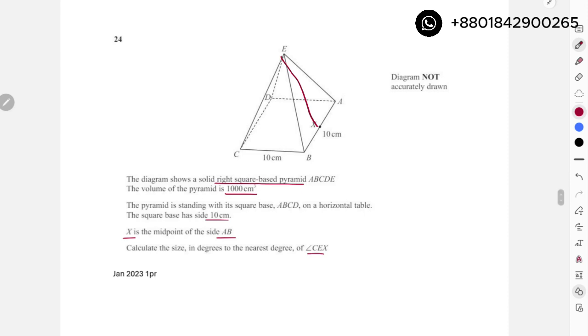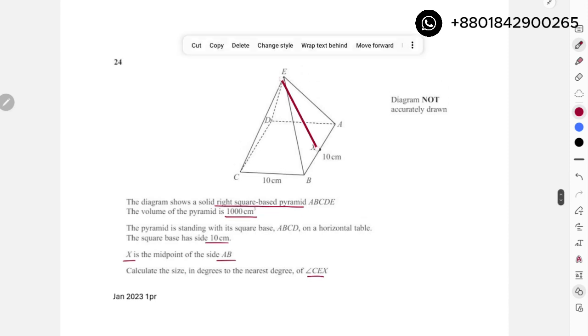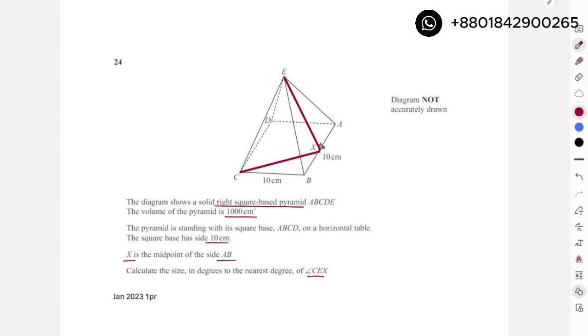I just have to connect E and X together, and after that CE is already connected in the diagram, and again I'll have to find out this CX dimension, right? I can easily find out the CX dimension because as X is the midpoint, that means BX is going to be 5. This is 5 and 10, 10 and 5. This is going to create a 90 degree angle. So I can easily find out the value for CX.